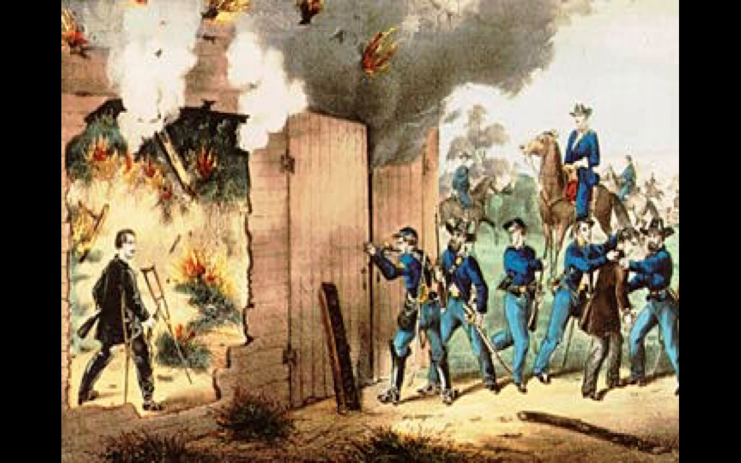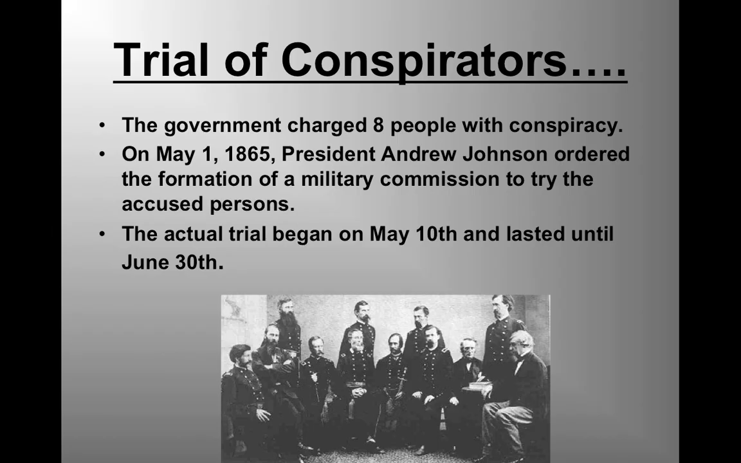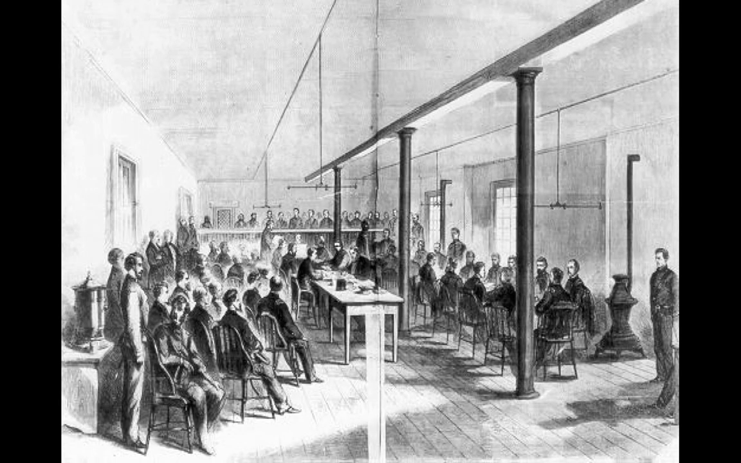It gives you an idea of what might have happened here. John Wilkes Booth, obviously this barn is on fire. He's looking to step out here. The trial of the conspirators. The government charges 8 people with conspiracy. Again, it wasn't just John Wilkes Booth that was involved in this entire thing. On May 1st, 1865, President Andrew Johnson ordered the formation of a military commission to try the accused persons. The actual trial began on May 10th and lasted until June 30th. Again, all of this in 1865. Gives you an idea what the commission may have looked like at their meetings.